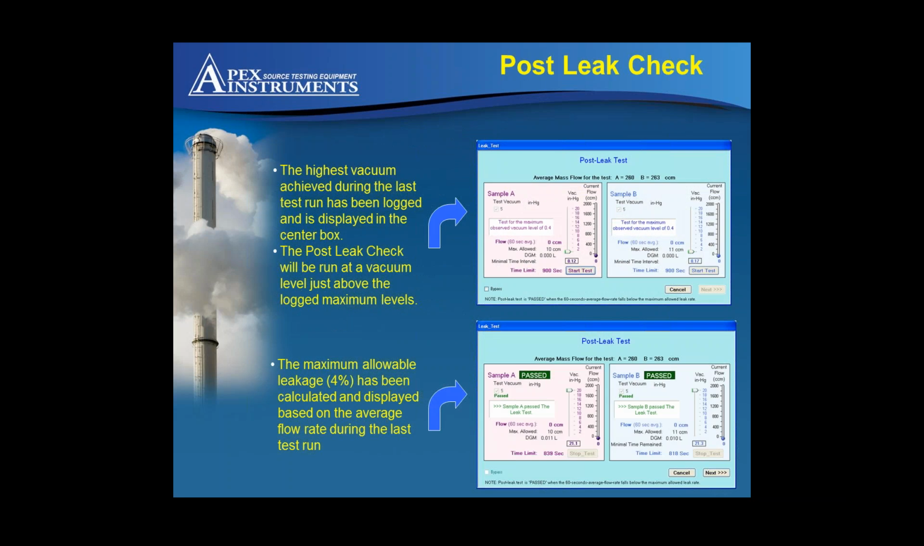Post-leak check. At the end of the test, of course, you're going to pull the highest vacuum seen during the run. It's pretty straightforward. It's monitoring and doing the mathematics and calculation of what the method requires for it to pass. At minimum, it will pull 5 inches. Other than that, it's going to pull whatever was the highest vacuum seen during the actual test. But it is very similar to the pre-leak test.